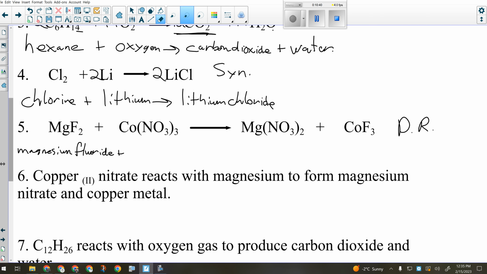And that is reacting with cobalt nitrate, but cobalt has more than one possible charge, so that's going to need a Roman numeral. All right, nitrate's a -1. There are 3 nitrates, so that's 3 negatives. So this is the cobalt with the 3 positive charge, because there's only one of them there. So cobalt 3 nitrate is going to give me magnesium nitrate.